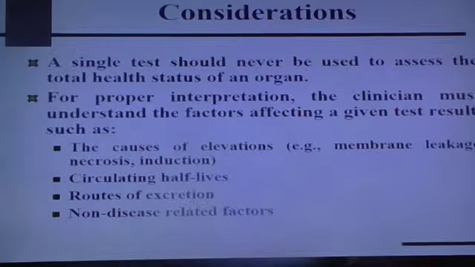Now, a single test should never be used to assess the total health status of an organ. All right? And for proper interpretation, you've got to understand what can be affecting those test results also. In other words, what's the mechanism that causes these elevations in the blood? If ALT is elevated in a dog, oh my heavens, liver failure. Not true. ALT is a hepatocellular leakage enzyme. You can look at the liver cell funny and it'll leak out, and it can still function fully. So we can't just look at it like that.